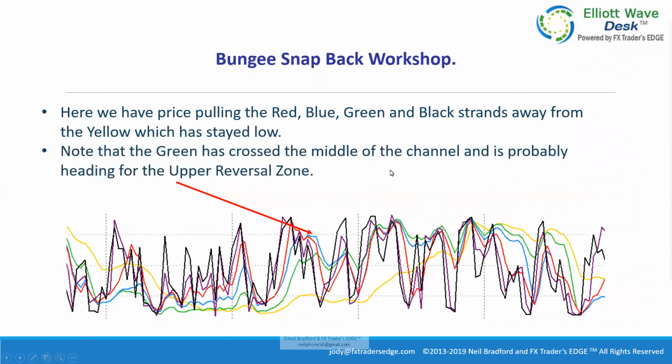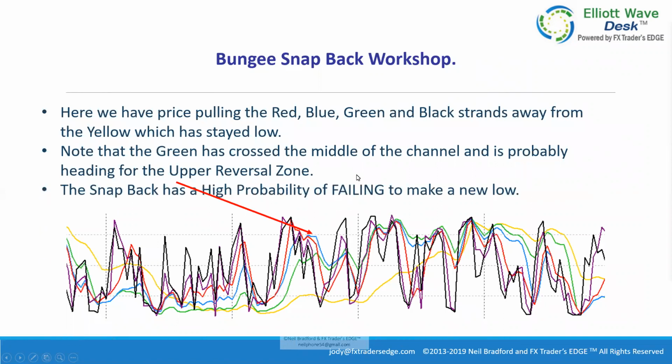The green has crossed the middle of the channel, and is probably heading for the upper reversal zone. Don't forget, in front of this point is the future. We are only looking up to this point here. The snapback in this instance has a high probability of failing to make a new low. It's going to be a retrace down, a correction, a consolidation down, while the green then continues its journey to the top.